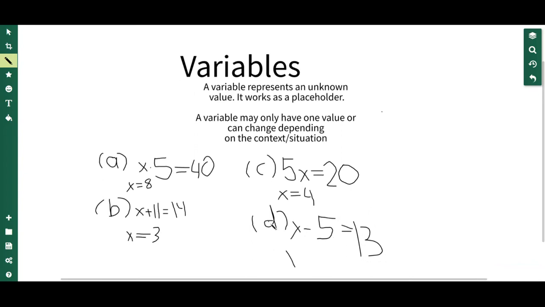Well, think of it like this one again. So x minus 5 equals 13. So you can basically just do 13 plus 5, which is 18. So x is 18. And we can check, literally, we can just do 18 minus 5. Well, of course, it's 13.